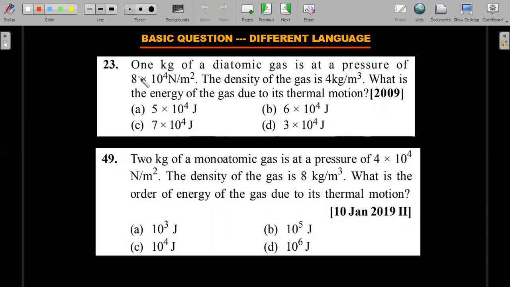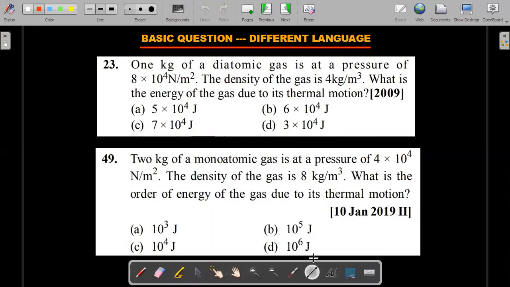Okay, so let's look at the first one, and the second one I think you can do on your own. 1 kg of diatomic gas is at a pressure of this much and the density is given. What is the energy of the gas due to its thermal motion? This is a very important word. What is meant by this word in both the questions? What is the energy due to thermal motion?